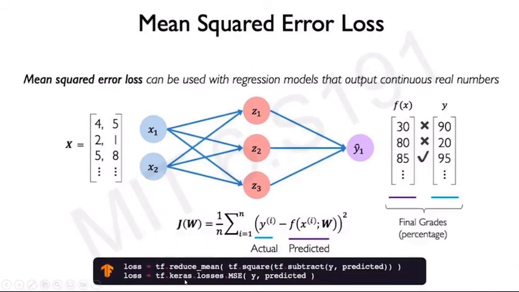Now another measure of loss is what we call the mean square error loss. Of course, this mean square error loss is very common in statistics, particularly when you are dealing with a classification problem.